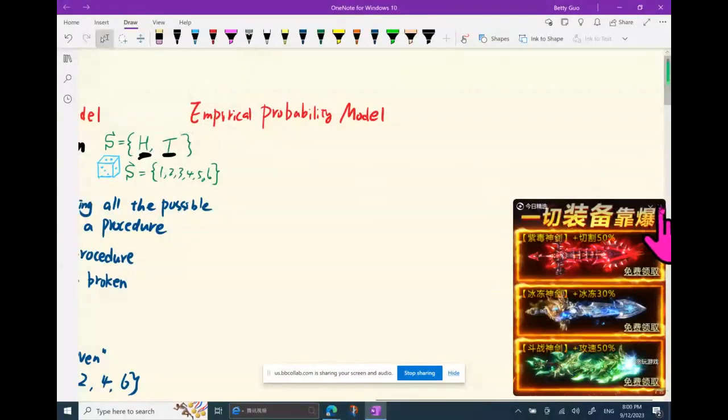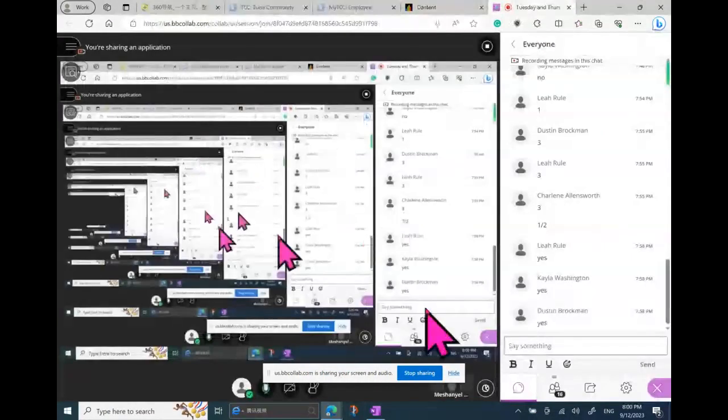Definition of empirical probability. Let me close that. Sorry about that. My personal device probably has some virus.